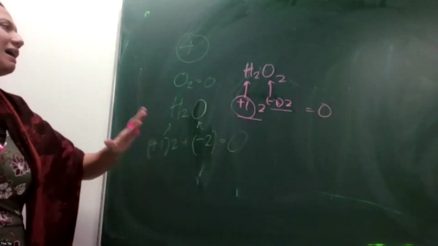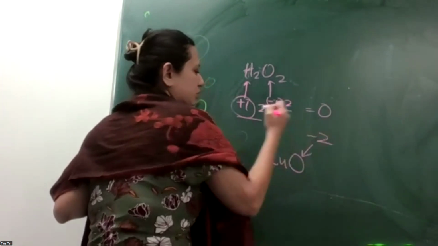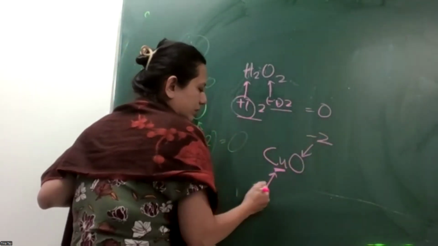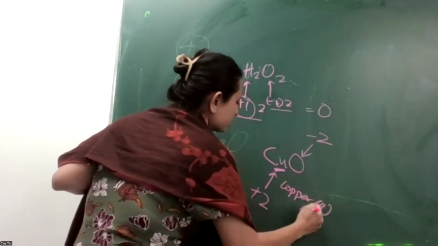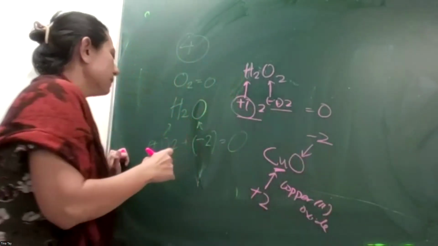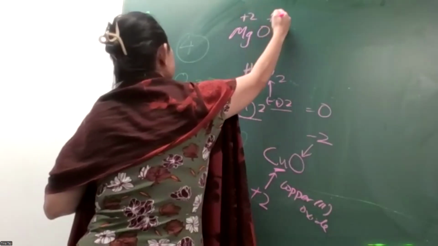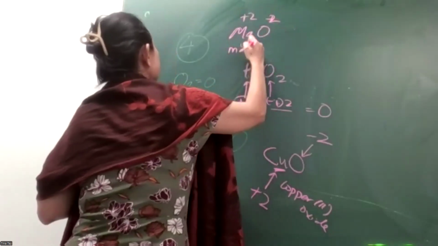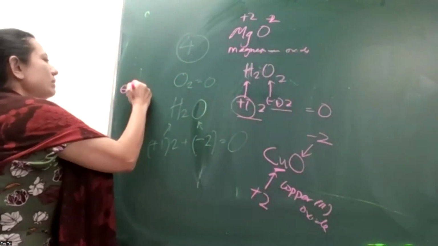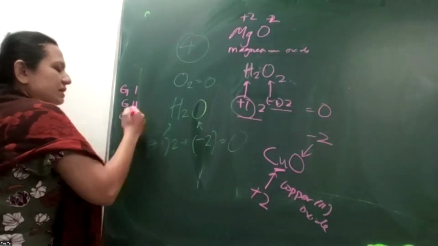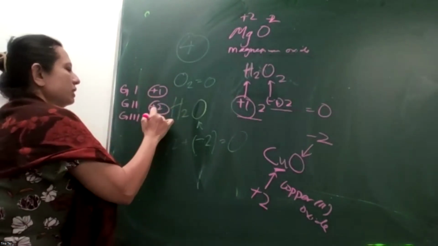So in water, in everything else, oxygen is -2. So this one, copper is +2, so that's why this is copper 2 oxide. Now, why suddenly got 2 oxide, but for MgO we don't call it magnesium 2 oxide? We just call it magnesium oxide. Why? Because group 1 metal, 2 metal, 3 metal, their oxidation state is just +1, +2, +3.